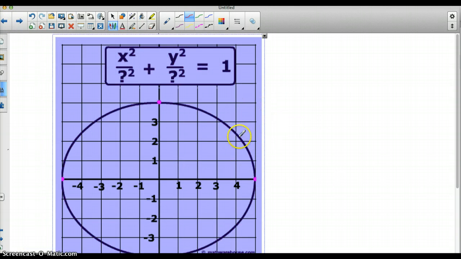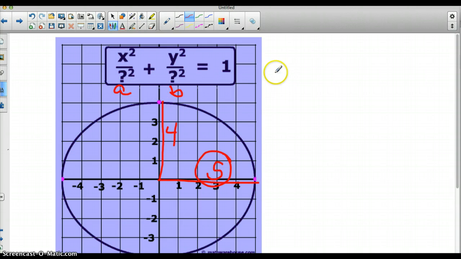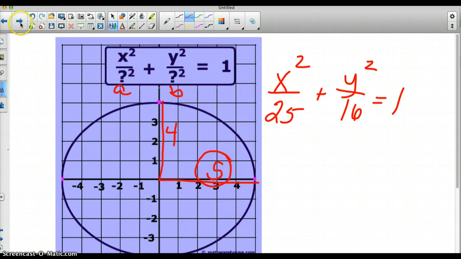Pause it, try this one. Okay, here it looks like it's harder to tell, but if you look at the numbers, you're going to notice that from the center to your vertex on your horizontal is 5, and from the center up to your other vertex is going to be 4. So because this 5 is larger, you have a horizontal ellipse, so that's going to go underneath your x squared, and you're going to have your y squared as your b. So you have x squared over 25 plus y squared over 16 equals 1.